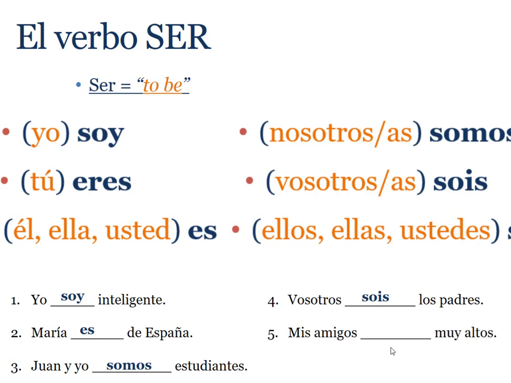Mis amigos is a group of people. Mis amigos is like they are, son. And, Maria y Elisa, two people. It's also, I'm not including myself, I'm not including a you, so it will be son.